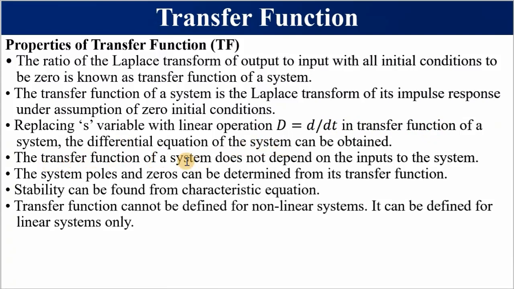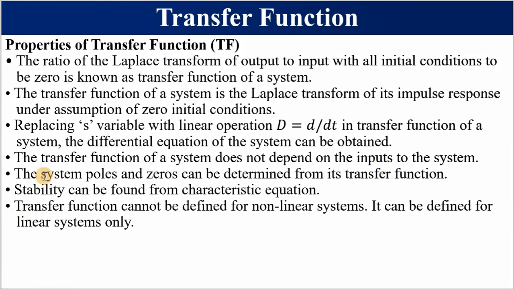The transfer function of a system does not depend on the inputs to the system. You will see this, and the system poles and zeros. You will be revisiting this, guys. You remember in mathematics, pole and zero, your Z transform, your digital signal processing, and we are saying the system poles and zeros can be determined from the transfer function. We'll be covering this. This is the reason why I say this is where control engineering begins.